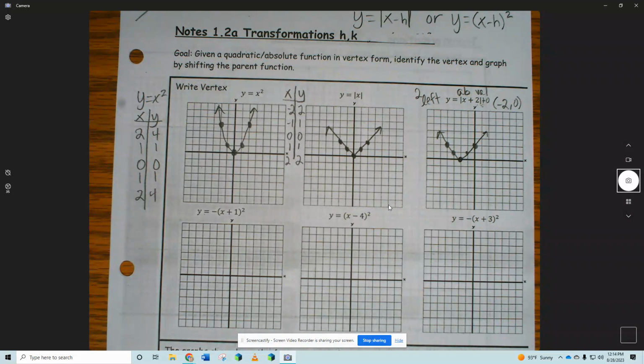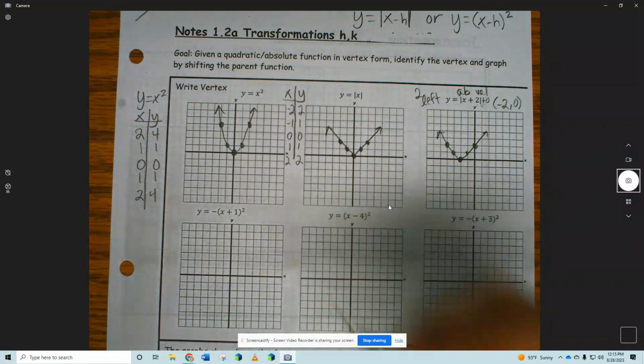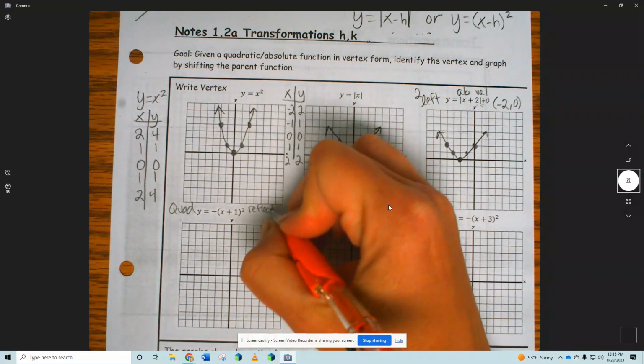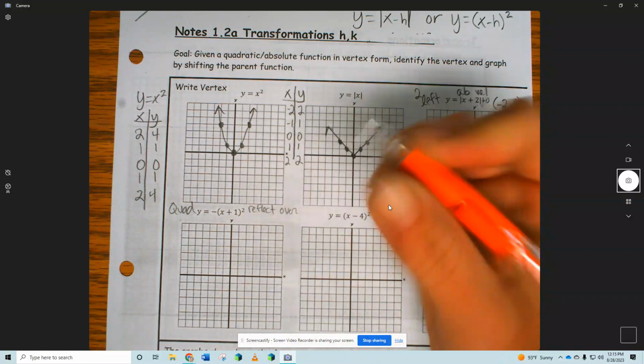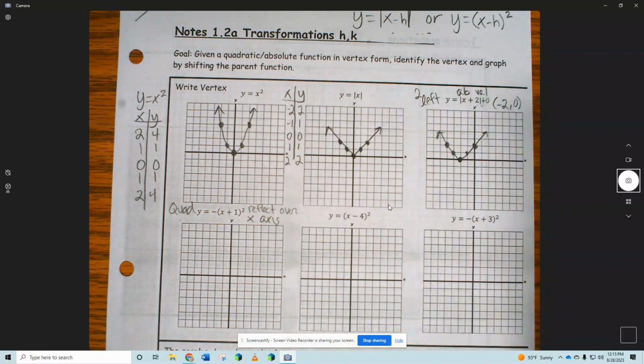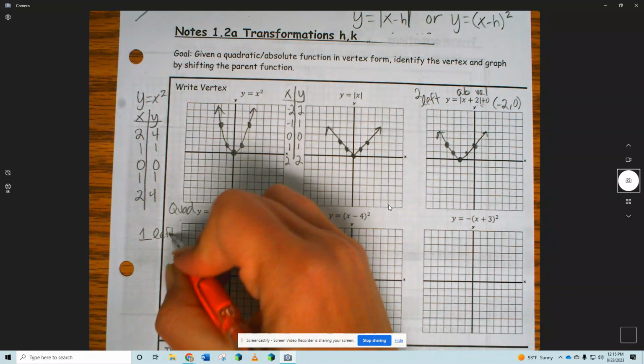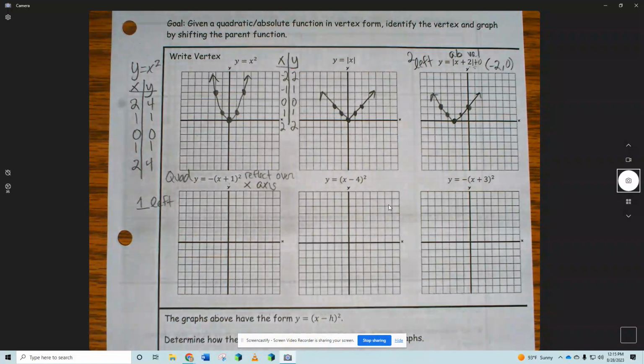What does a negative sign mean in front? Going down. Yes, we call that reflecting over the x-axis. First of all, it's a quadratic. Quadratic means parabola. Reflect over the x-axis, because it's going downward, right? And this is going to be 1 to the left. There's lots of little details. 1 left. So I'm writing all the little details that I can think of. Your vertex is going to be 1 to the left of 0, 0.